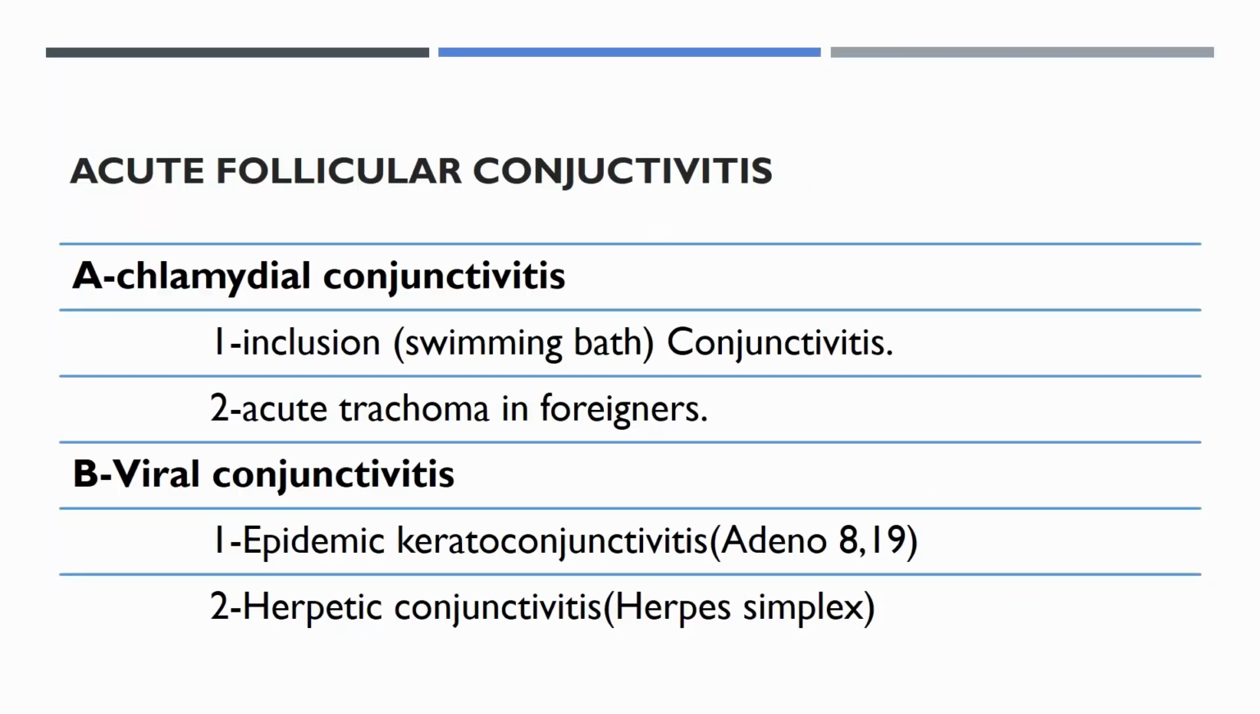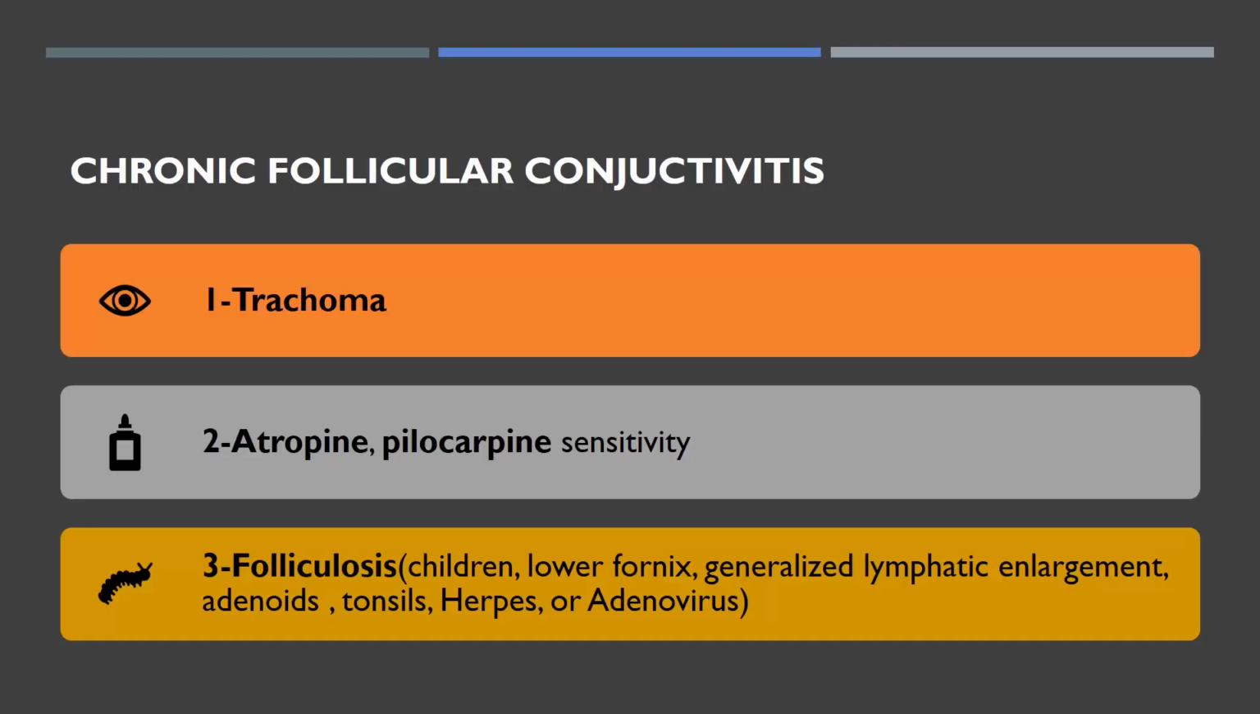Follicular conjunctivitis is either acute or chronic. Acute follicular conjunctivitis is either chlamydial or viral infection. Chronic follicular conjunctivitis is either trachoma, one of the most important topics that we'll be talking about today. Also, use of atropine and pilocarpine eye drops can cause chronic follicular conjunctivitis. And there is a third entity called folliculosis. It happens in children in the lower fornix. It's also due to herpes or adenovirus infection.